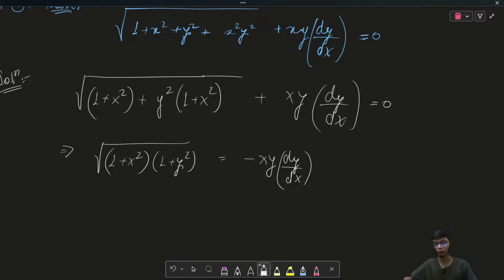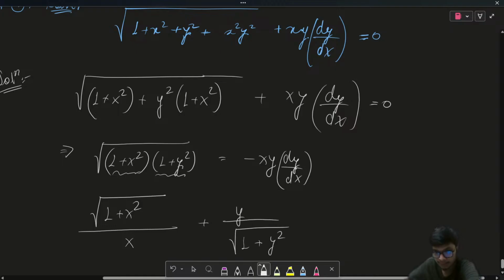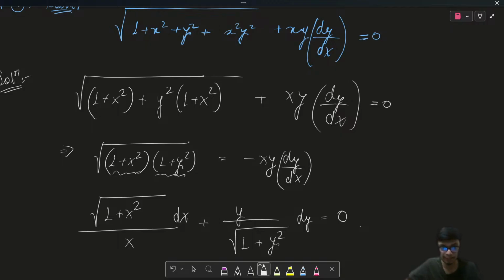Now as we can see, we have almost separated the variables out. We have separated the two variables in different forms. Once we have separated the form, we can simply apply the variable separable form. What I can do now is write the rest of the part as square root of 1 plus x squared divided by x, plus y upon square root of 1 plus y square, and we will have dy and dx with this, equal to 0. Is this step clear to all of you? This is the simple variable separable step.